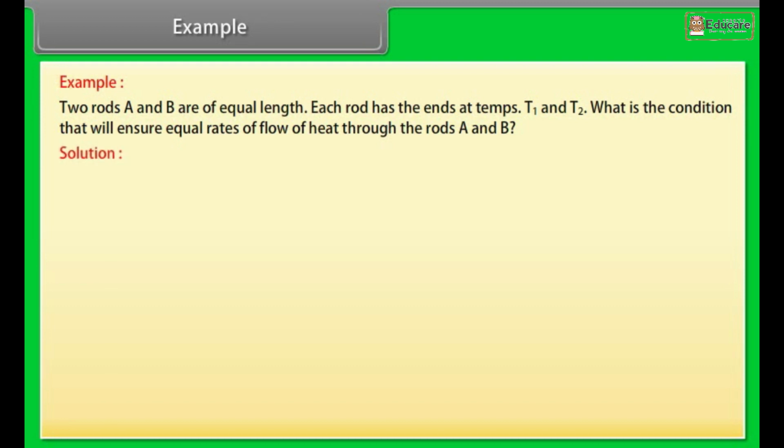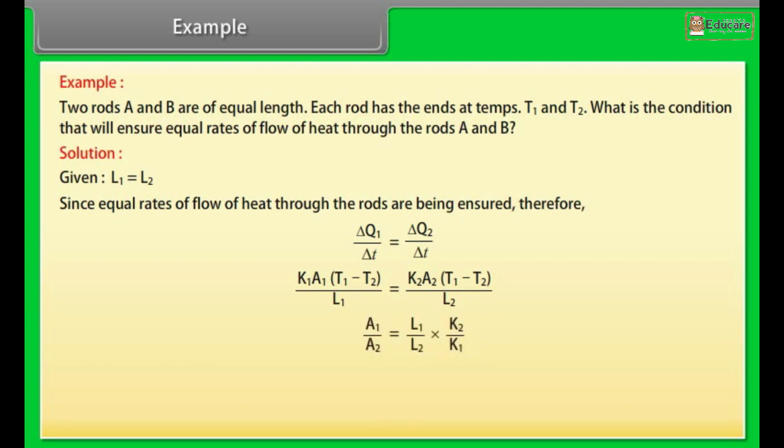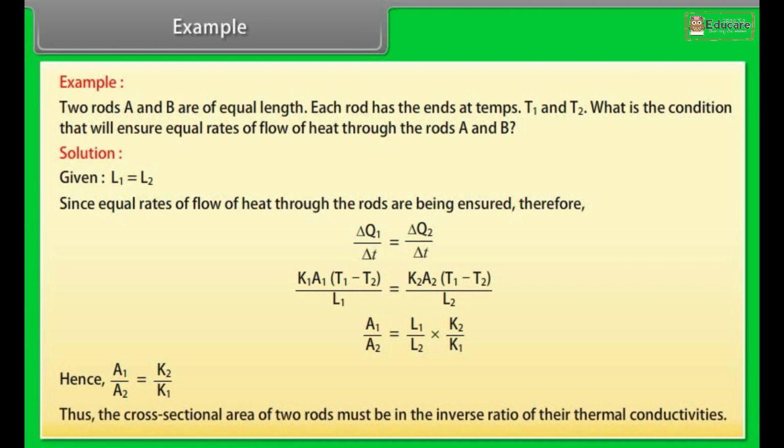Let's see the solution. Given L1 = L2. Since equal rates of flow of heat through the rods are being ensured, therefore ΔQ1/Δt = ΔQ2/Δt. On solving the expression, we get A1/A2 = (L1/L2)(K2/K1). Hence, A1/A2 = K2/K1. Thus, the cross-sectional areas of the two rods must be in the inverse ratio of their thermal conductivities.